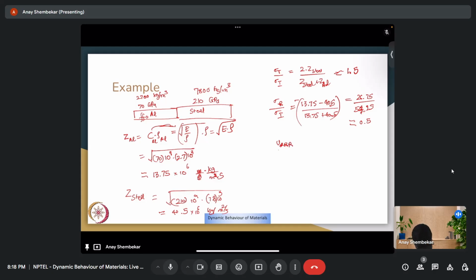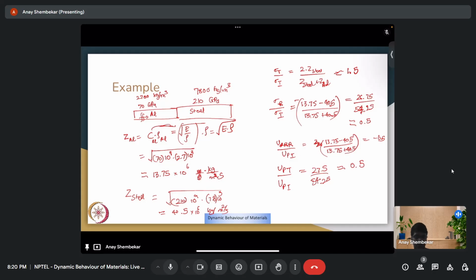Similar equations we can derive for U particle reflected by U particle incident, which is ZA minus ZB over ZA plus ZB. So 13.75 minus 40.5 over 13.75 plus 40.5, which is minus 0.5. So the reflected wave will have a particle velocity which is reversed. And if we look at UP transmitted by UP incident, it's twice ZA over ZA plus ZB, so 13.75 into 2, which is 27.5 upon 54.25. Again, this also turns out to be about 0.5.